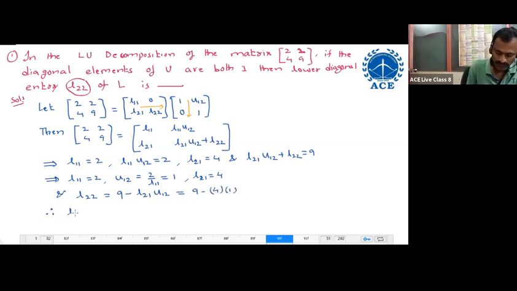Therefore, L22 equal to 9 minus 4, 5. This is the element 5. So we are asked to find this L22 only. This is according to Crout's method. Now without this LU decomposition method, we can also find this L22 by a simple shortcut method.